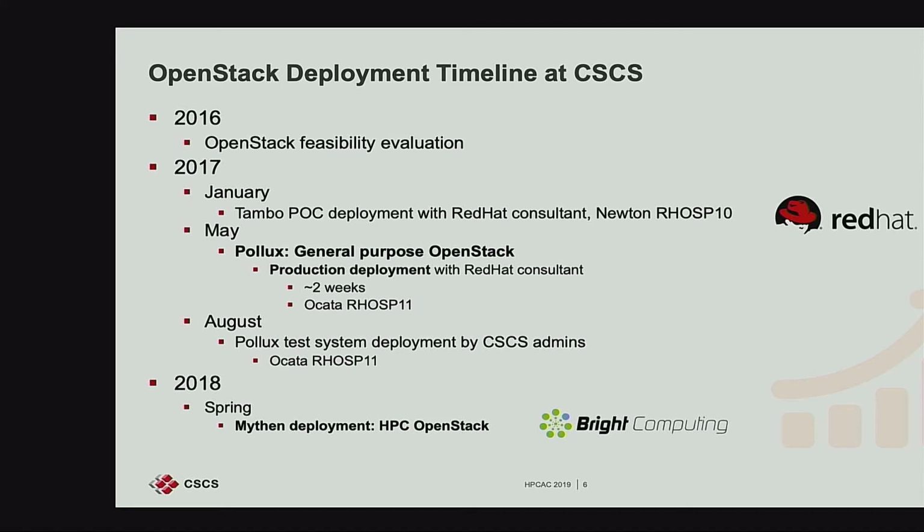This is the history of OpenStack deployments at CSCS. So we started in 2016 with some basic evaluations using tools such as PackStack and so on. And then in 2017, we involved Red Hat. We did an initial test deployment on old hardware. And then in May, we installed our general purpose OpenStack cluster called Pollux. This system was installed in about 2 weeks with a consultant from Red Hat.